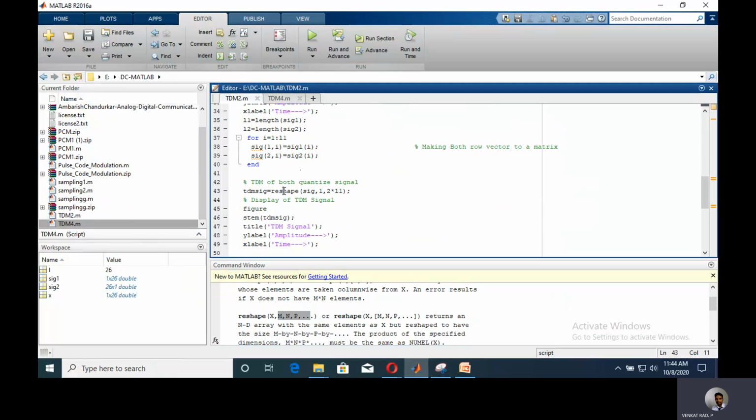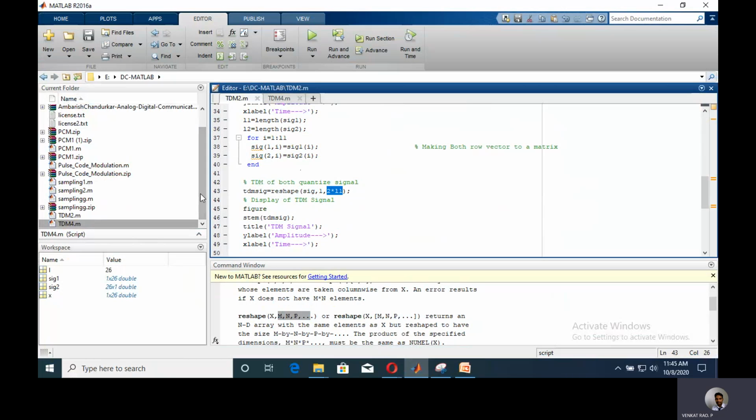So here this reshape will produce the signal as a matrix or array with size 1 comma 2 into L1, because we have two signals, so we need to multiply the length of the signal by 2. As we know, when two signals are multiplexed, what is the length of the multiplexed signal? That is equal to 2 times each length. If 3 signals are multiplexed, then what is the length of the multiplexed signal? That is 3 times each length. So that's why we need to take it like that.